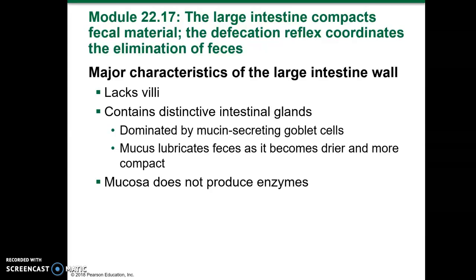If we look at the large intestinal wall, some of the major characteristics include the fact that they do not have villi. They have distinctive intestinal glands that are dominated by mucin-secreting goblet cells. The mucus lubricates the feces as it becomes drier and more compact, and the mucosa does not produce enzymes.